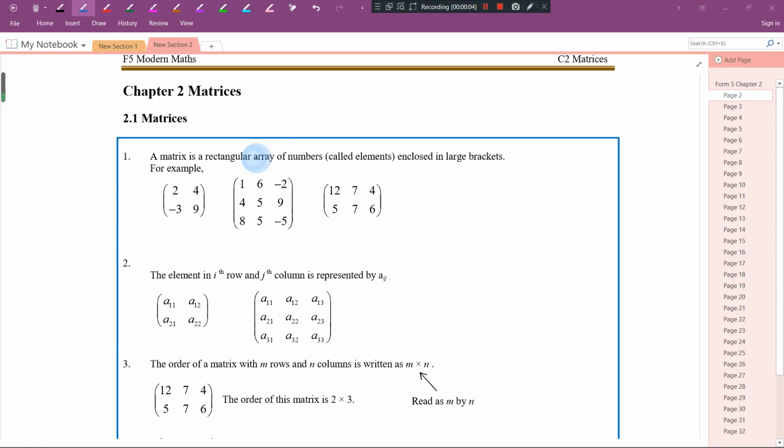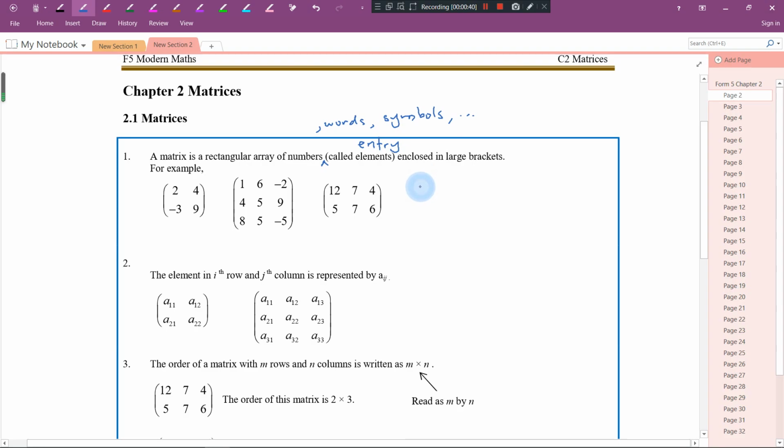A matrix is a rectangular array of numbers, which we call elements, enclosed in a large bracket. Actually, they do not necessarily need to be numbers; they can be words, symbols, and so on. But in this video, we will just focus on matrices whose elements are numbers. These numbers we call elements, or we can call them entries.